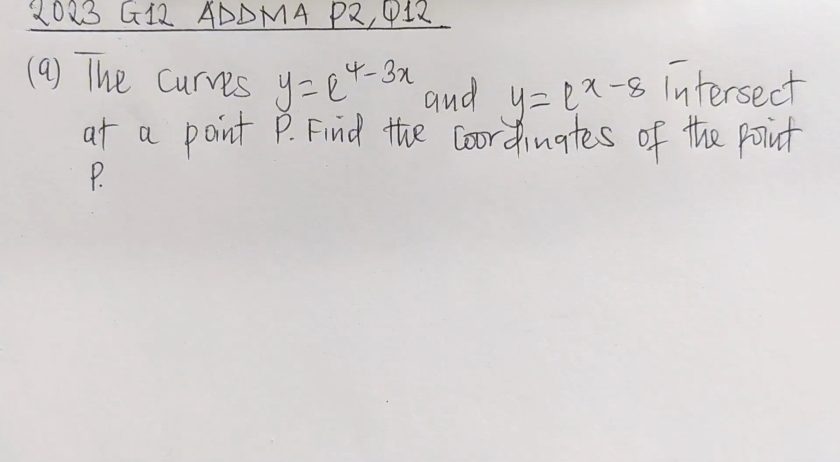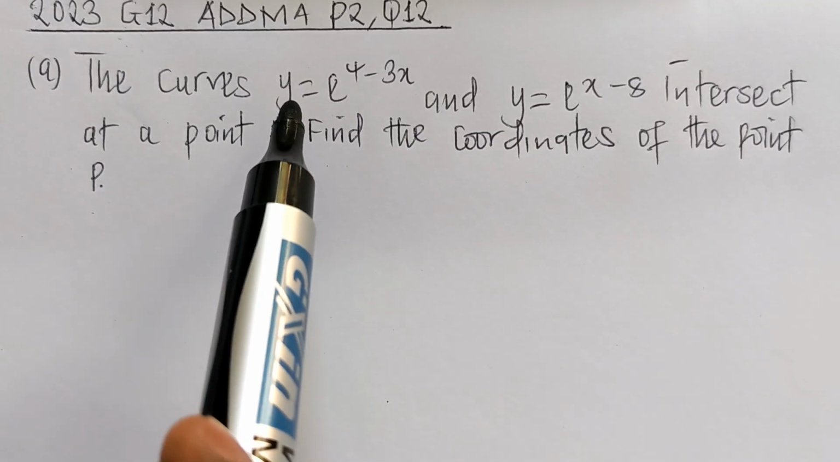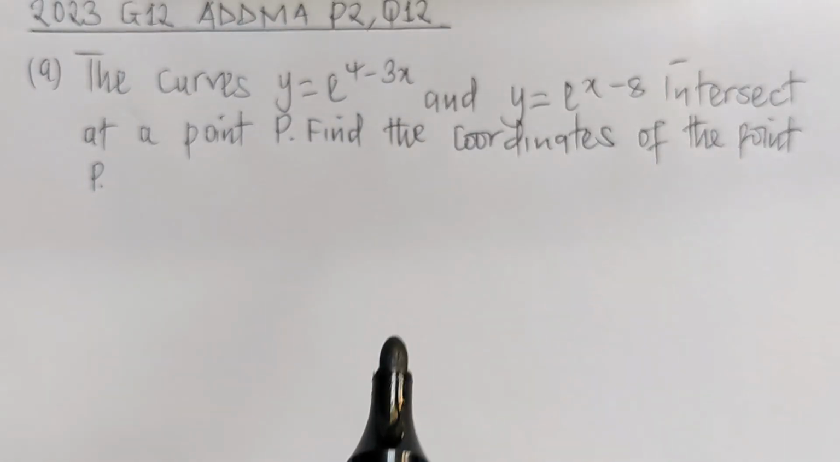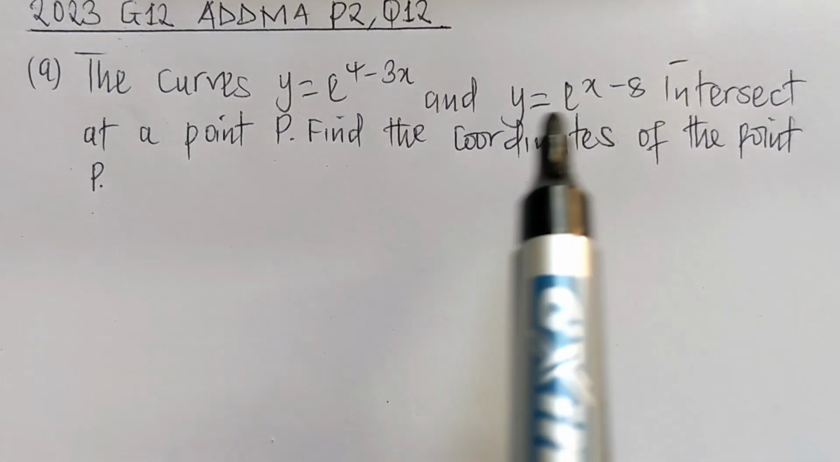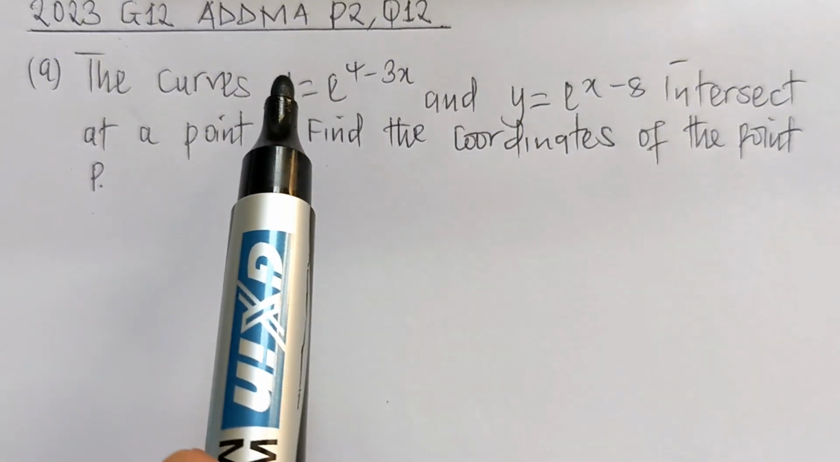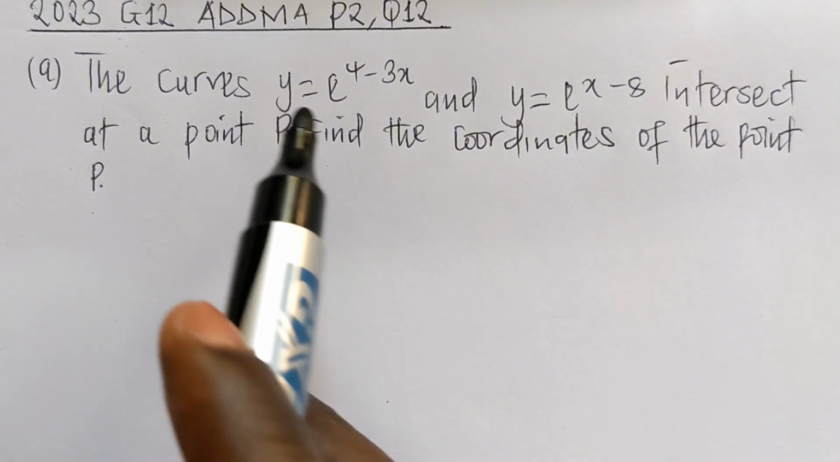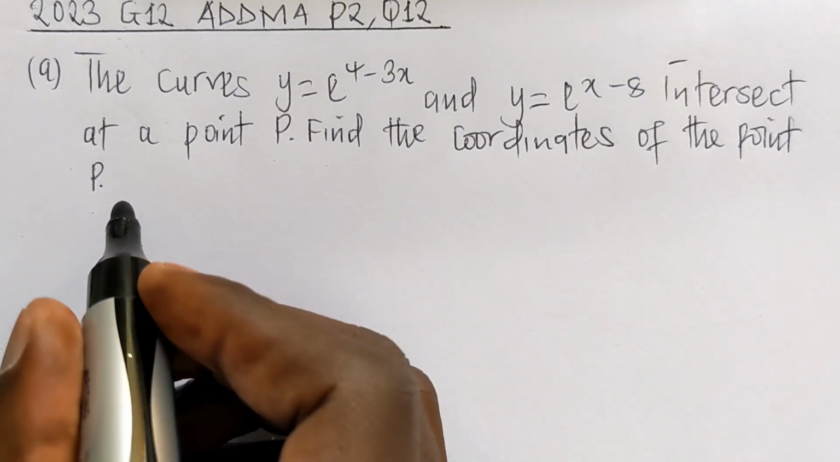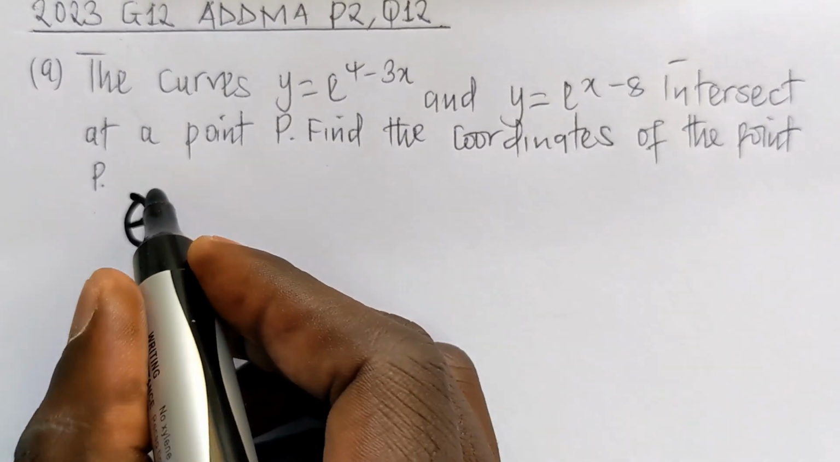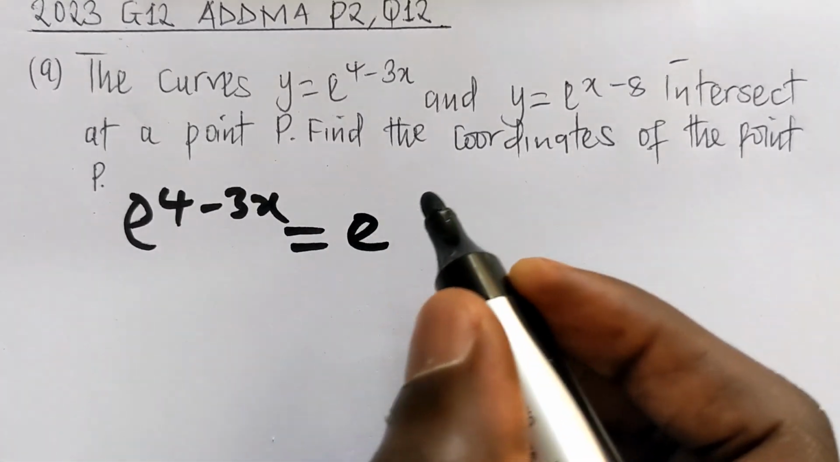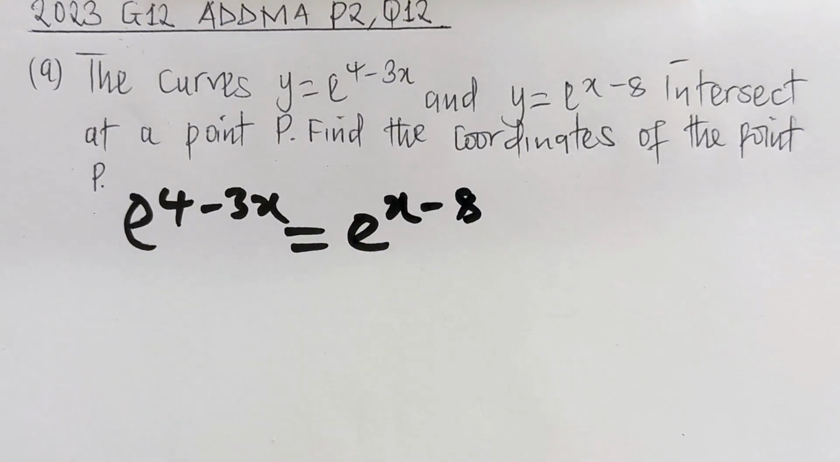So we are going to do the following. The first equation is y equals e to the power 4 minus 3x, and we equate it to the second equation. This is because the value of y at the intersecting point is the same for both equations. So e to the power 4 minus 3x is going to equal e to the power x minus 8.